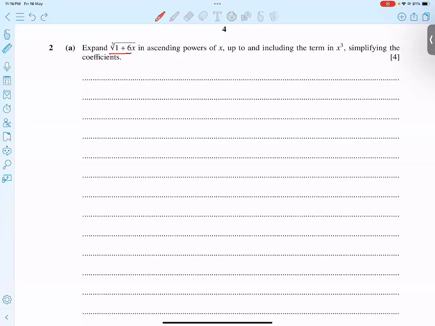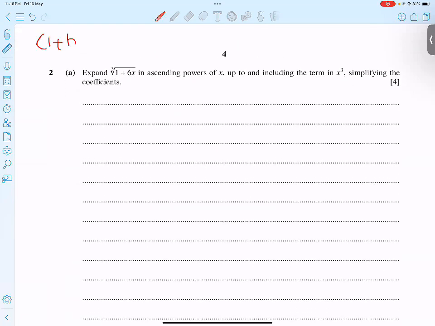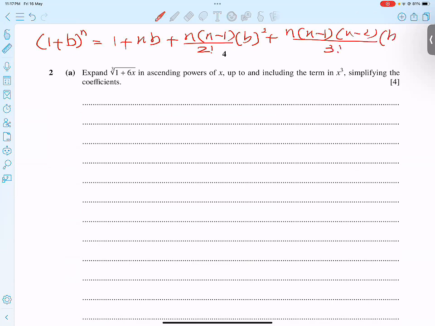Question number 2: expand this in ascending powers up to x to power cube, simplifying the coefficients. Okay, before I start, I must write a formula which is very important. 1 plus b to power n. The formula is 1 plus nb. Second part is n into n minus 1 over 2 factorial into square of b. Third one, n into n minus 1, n minus 2 divided by 3 factorial into cube of b, and so on and so forth. This formula I'm going to apply, but make sure it's only applicable if I have a plus 1 here. And luckily, we have a plus 1 here.